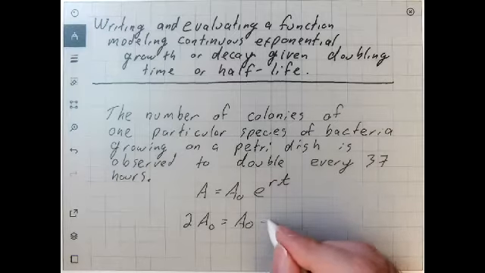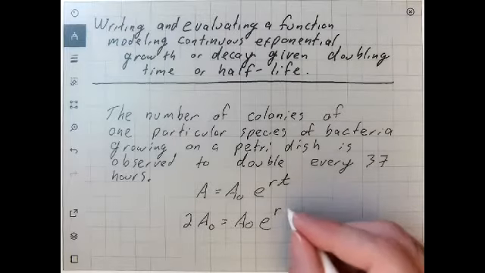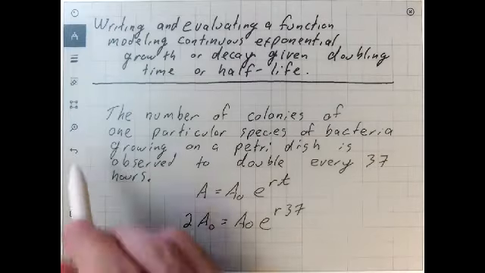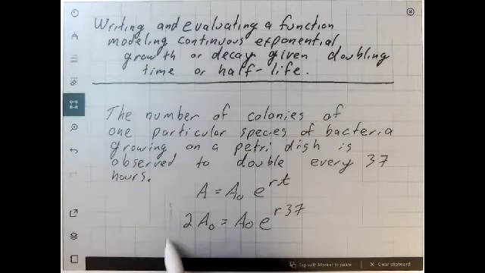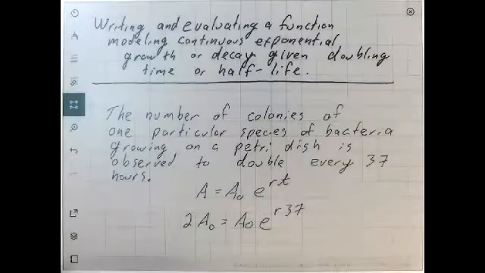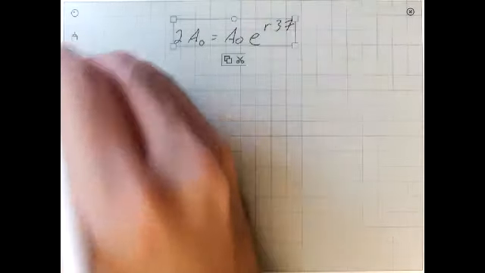And again, I don't know what r is. That's what we're looking for. What is the growth rate? But I know that the time to double is 37 hours, so I can plug that in for t. And if I copy this equation onto a clean page, then we can continue from here.